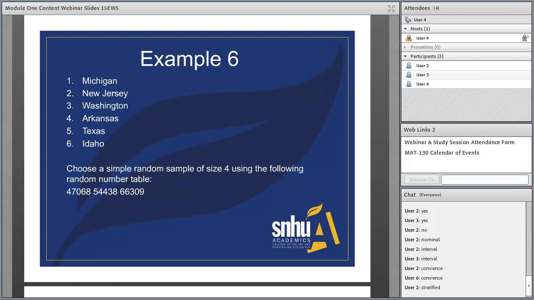And we're going to see if we can add something to our sample. So let's start by looking at that 4. So 4 is first, so that means we're going to put Arkansas into our sample. Now we move on to that 7. Does 7 correspond to any of our states? No, so we just skip it. How about 0? Okay, so we just skip 0. All right, how about 6?